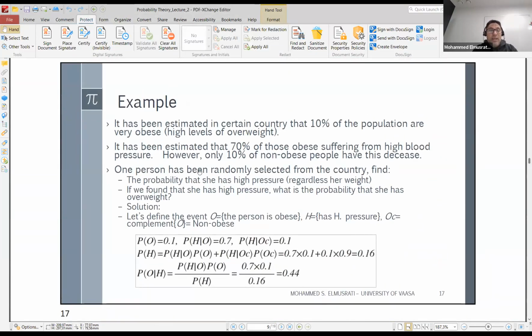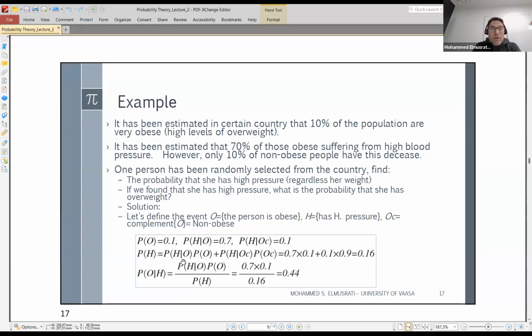So now we can see here that the probability of H is equal to the probability of H given O times the probability of O, plus the probability of H given O complement times the probability of O complement. Now we just substitute. So the probability of having high pressure given overweight is given in the example as 0.7, times the probability of being overweight, which is 0.1, plus the probability of having high pressure given no overweight, which is 0.1, times the probability of not having overweight, which will be 1 minus 0.1, because the probability of being overweight is 0.1.